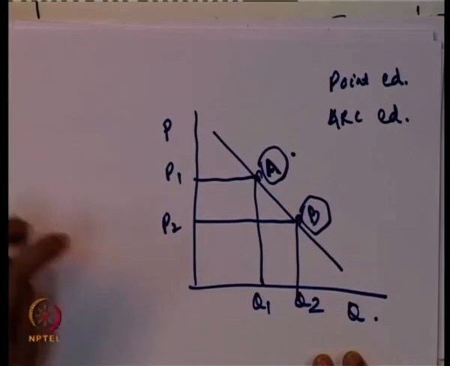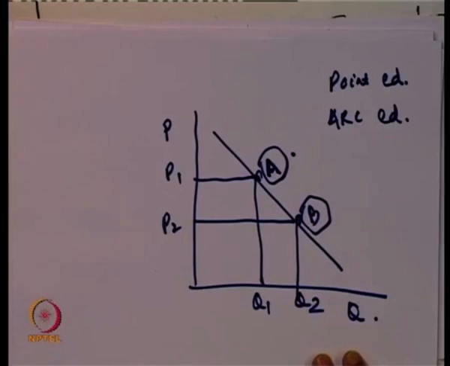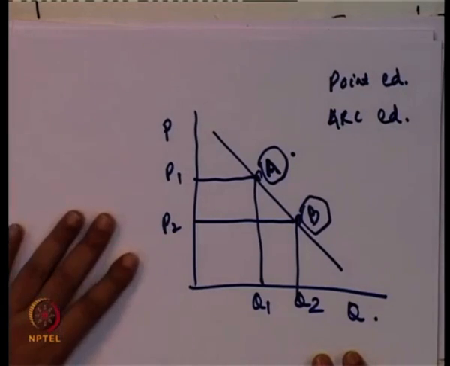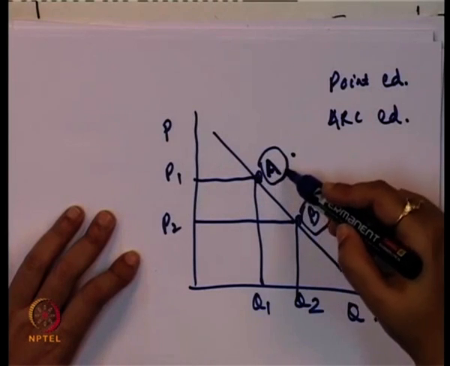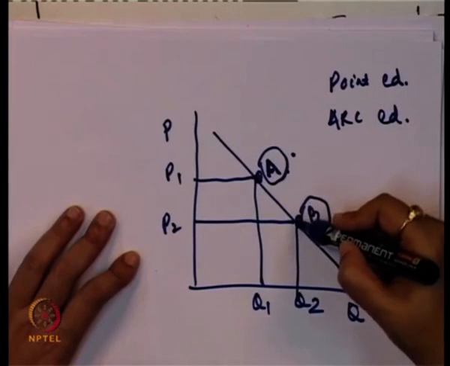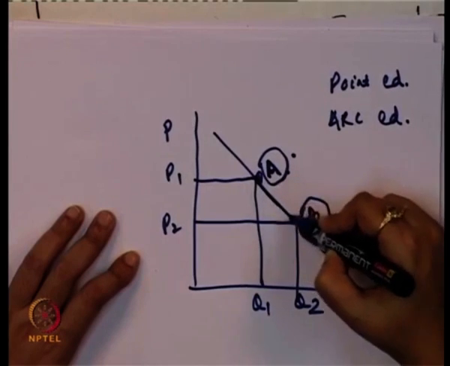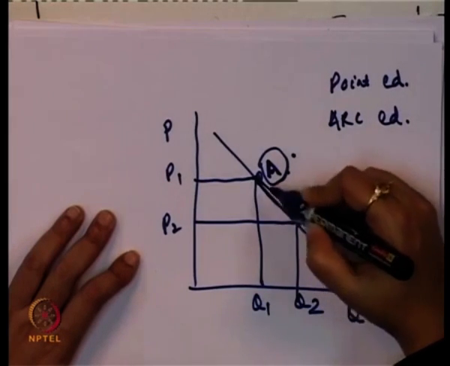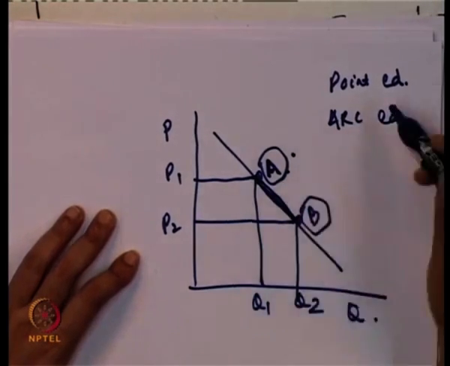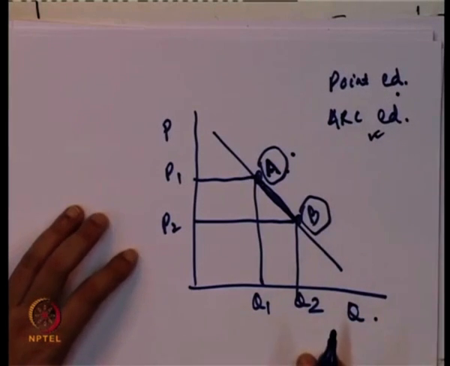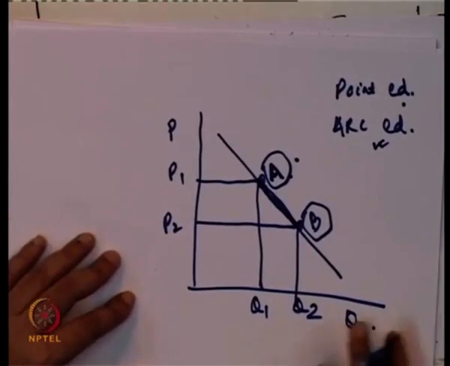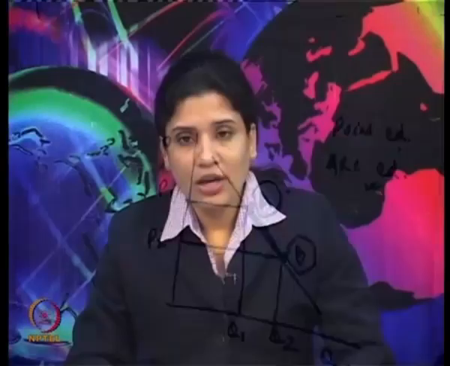So, there are again 2 types of price elasticity of demand when it comes to the computation. One, when we measure the elasticity at a point, and the second, when we measure the elasticity of demand in a segment or in an arc. In the first case this is known as the point elasticity of demand, and in the second case it is known as the arc elasticity of demand. Let us see what are the formulas to compute the point elasticity of demand and the arc elasticity of demand.